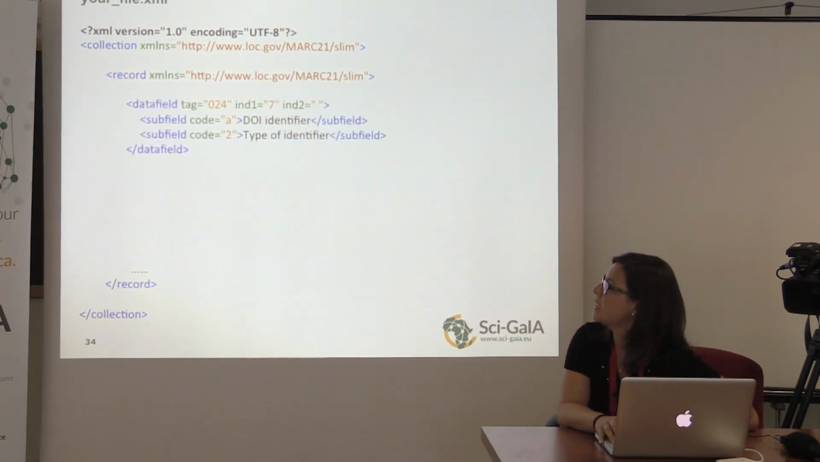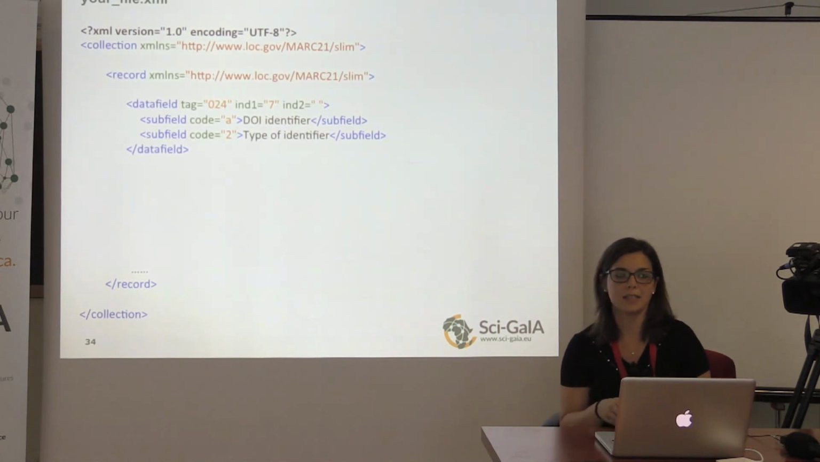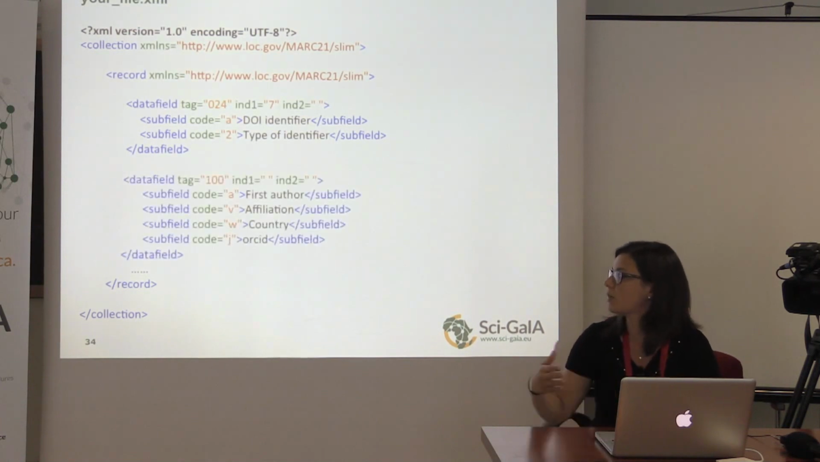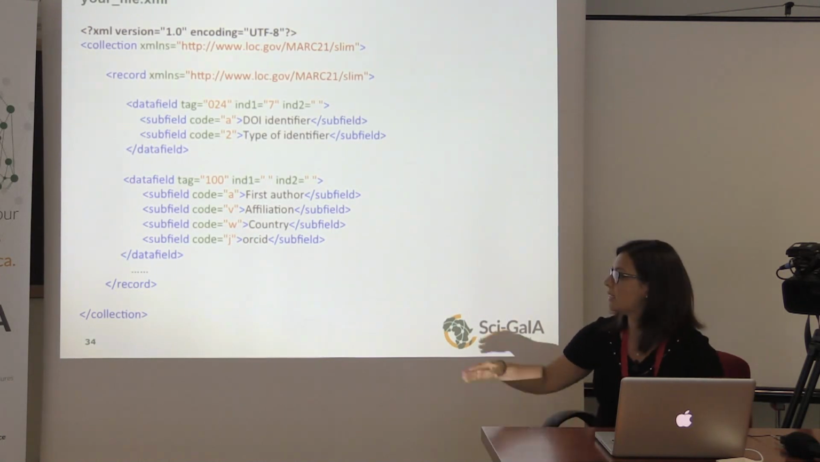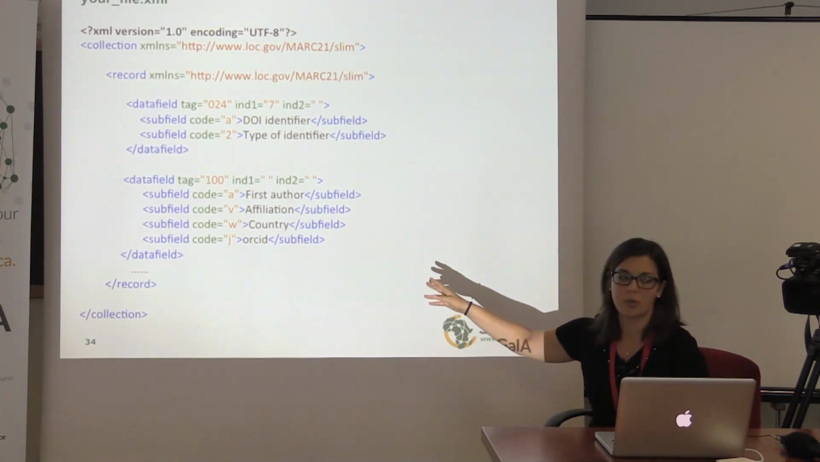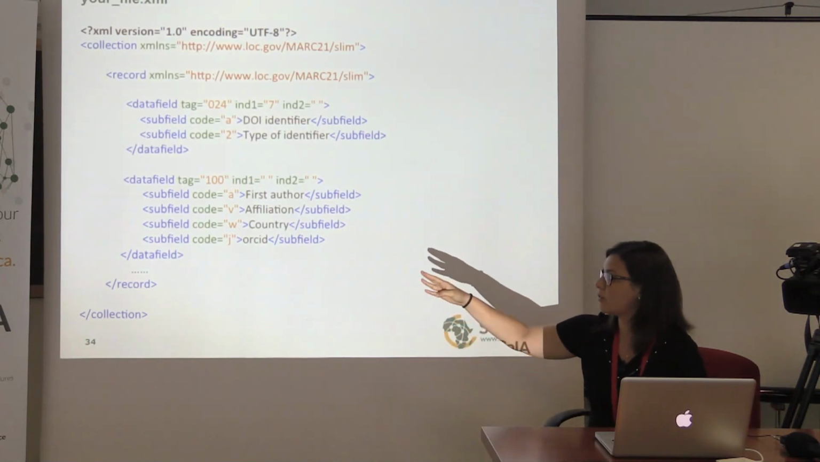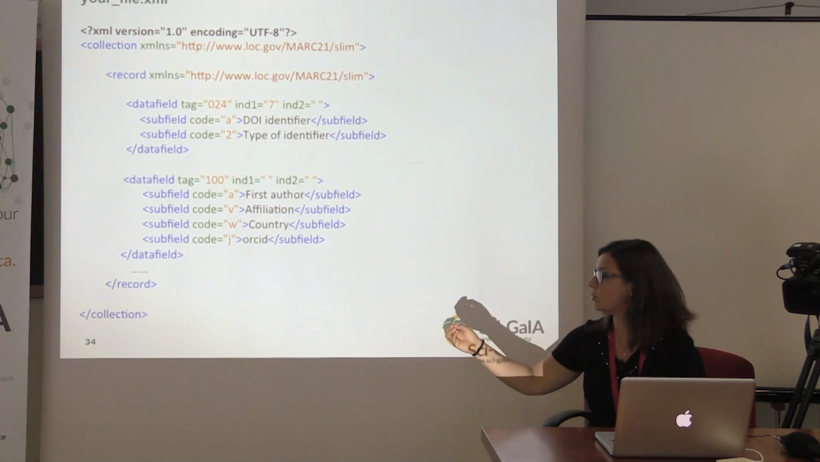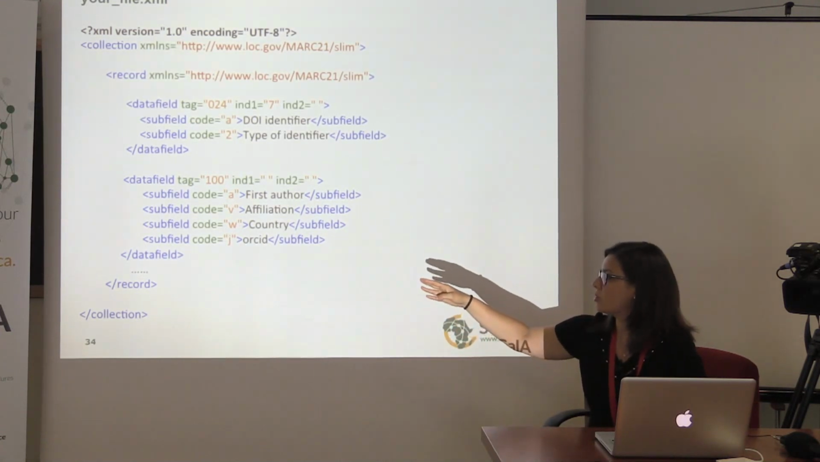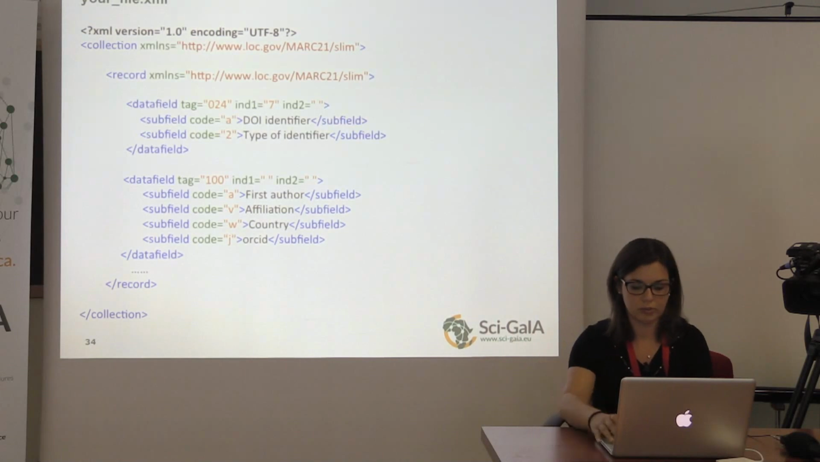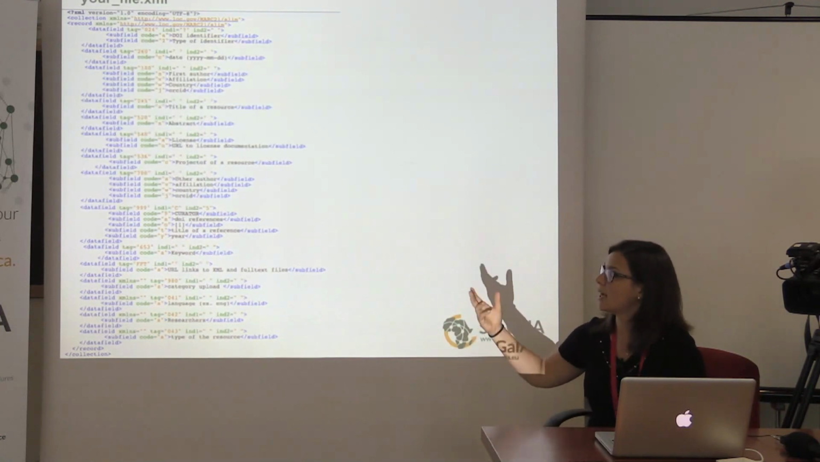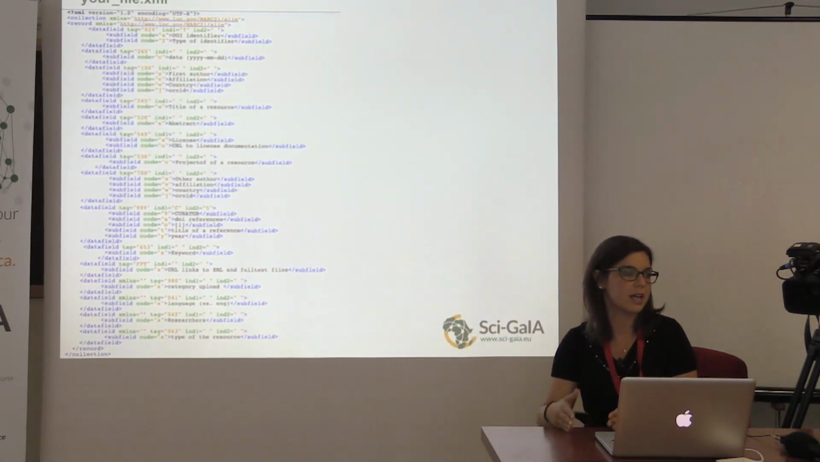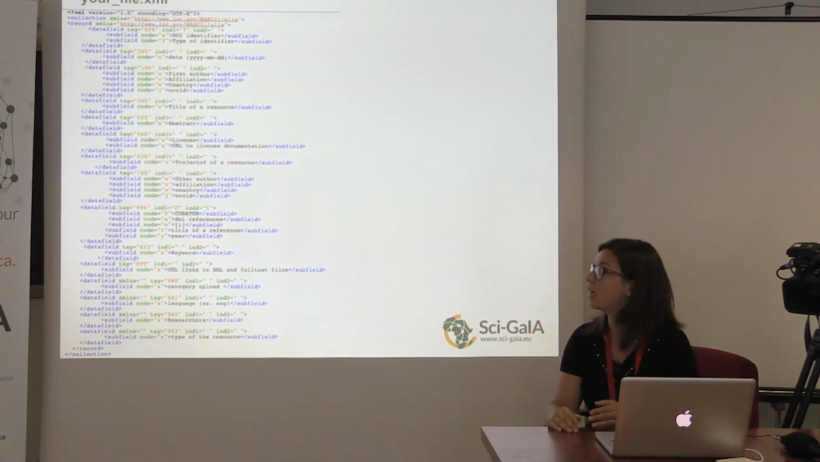An example is tag 024, which specifies the DOI of the resource. Another is tag 100, which specifies the main author of the resource, and here you can insert all the information about the author. For example, subfield code E is the name of the author, and subfield code J is the ORCID of the author. And this is a complete example of a record that you can upload inside the Sci-GaIA repository in Venue-based.